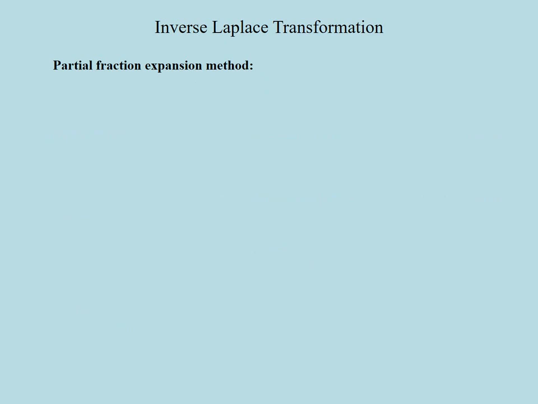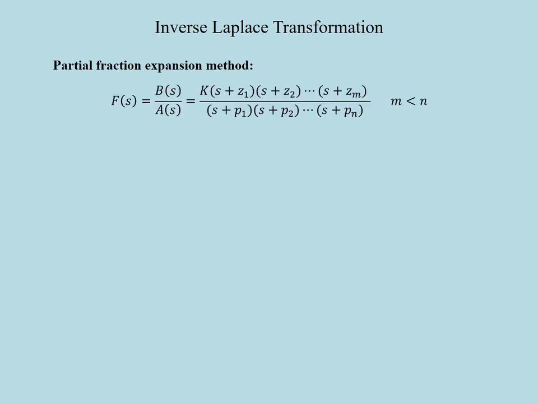The most frequently used method in inverse transforming real rational functions is the partial fraction expansion method. To apply the partial fraction expansion method, let us first factorize the numerator and denominator polynomials into first-order terms. And also remember that we have assumed that F of s is a strictly proper rational function. The polynomials a and b have real coefficients. Nevertheless, the constants z and p can be real or complex.